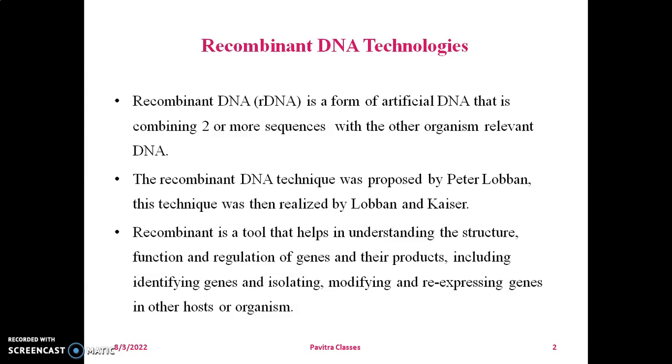The recombinant DNA technique was proposed by Peter Loban. This technique was realized by two scientists, Loban and Kaiser. Recombinant DNA is a tool that helps in understanding the structure, function, and regulation of the gene. So to add other organisms' genes, we need to know all the structures and functions of the genes, including their products, including identifying and isolating genes, modifying, and re-expressing genes in other hosts and organisms.